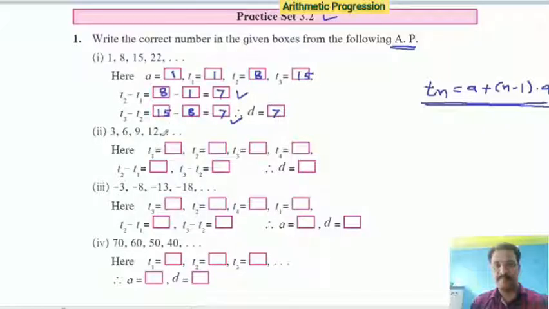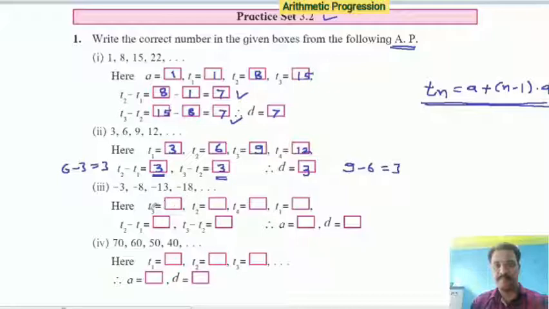Now in the next one, T1 is 3, T2 is 6, T3 is 9, T4 is 12. Now what is T2 minus T1? 6 minus 3, how much? 3. Now again T3 minus T2, that is 9 minus 6, again 3. So every time 3 came, the common difference 3 is constant. Again, all these are APs.